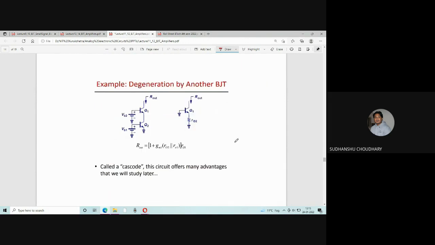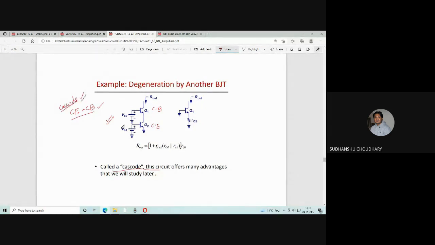Now using the same concept, one can think of finding out the output impedance of this complex circuit. This complex circuit is actually called a cascode circuit. Cascode means common emitter, common base. It has two configurations. This is common emitter Q2, and this is common base configuration. So both are connected, which is called cascode. We'll talk about this cascode in a little bit more detail later on.